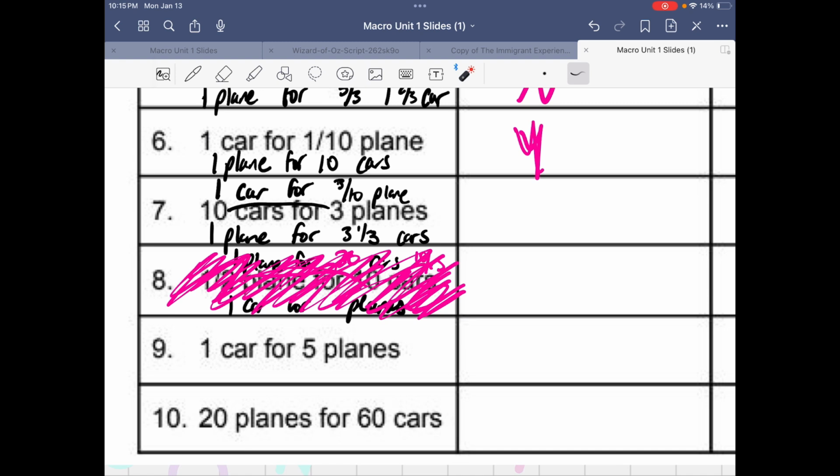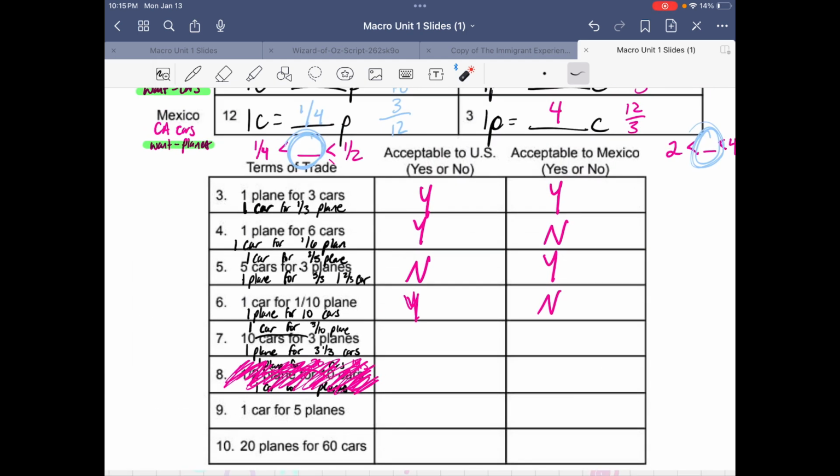And so I did 1 through 6 for you. You're going to do 7, 9, and 10. I'm going to take out 8 entirely because it is extremely rude. And then you're going to do a practice comparative advantage.